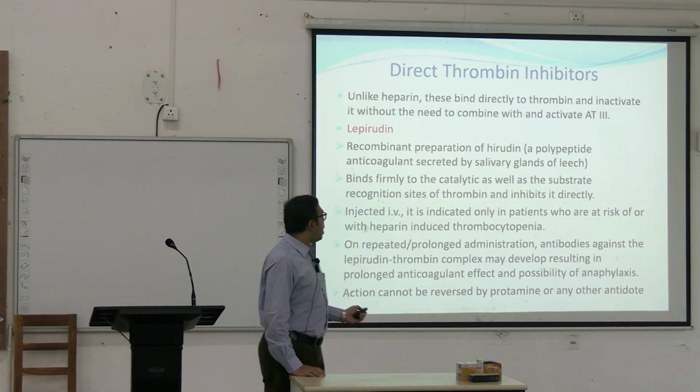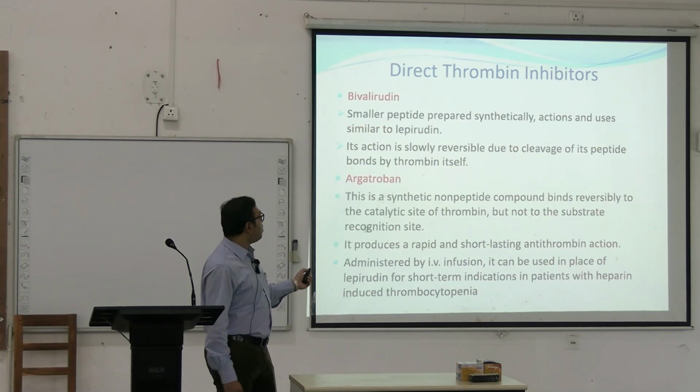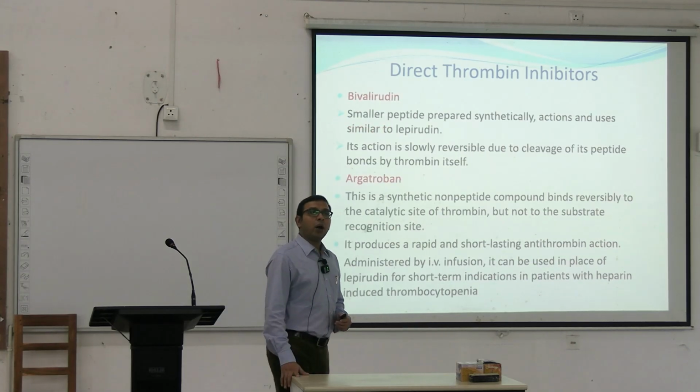So directly, you can see direct thrombin inhibitors. Examples are lepirudin, bivalirudin and argatroban. What are the indications?